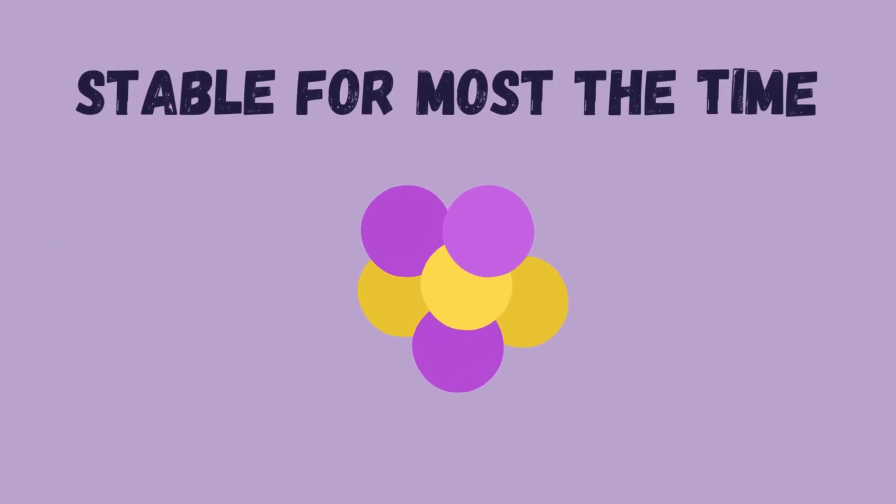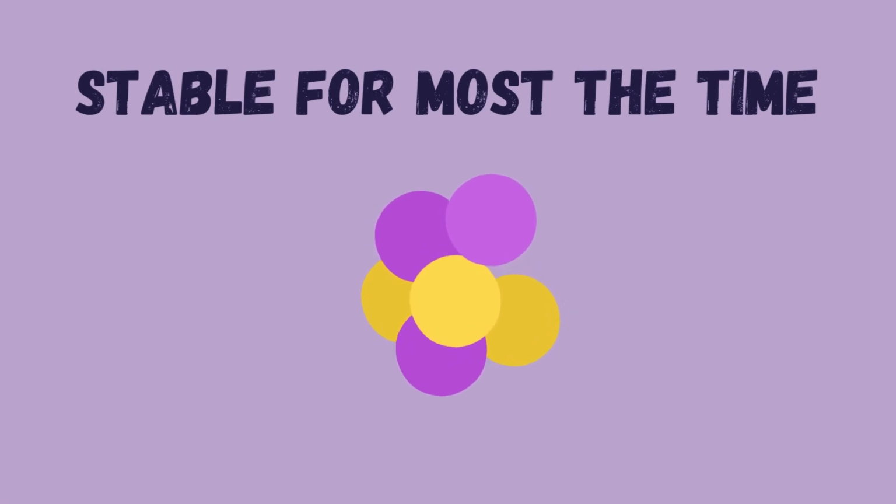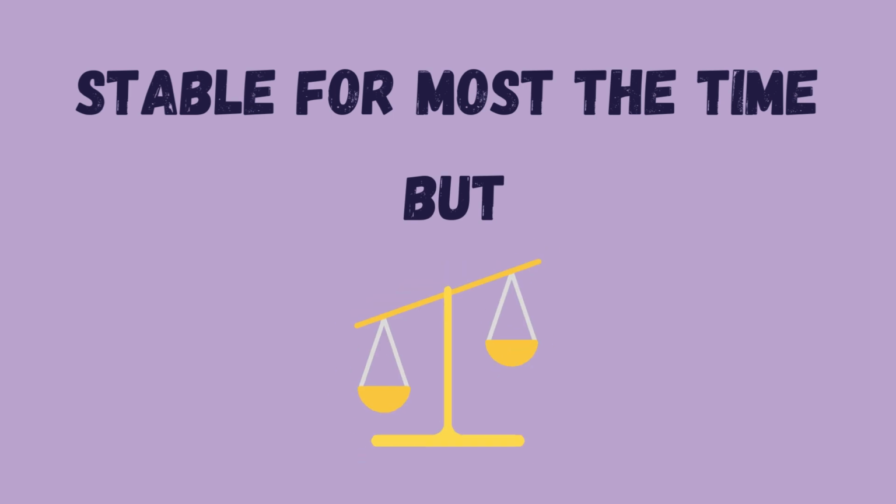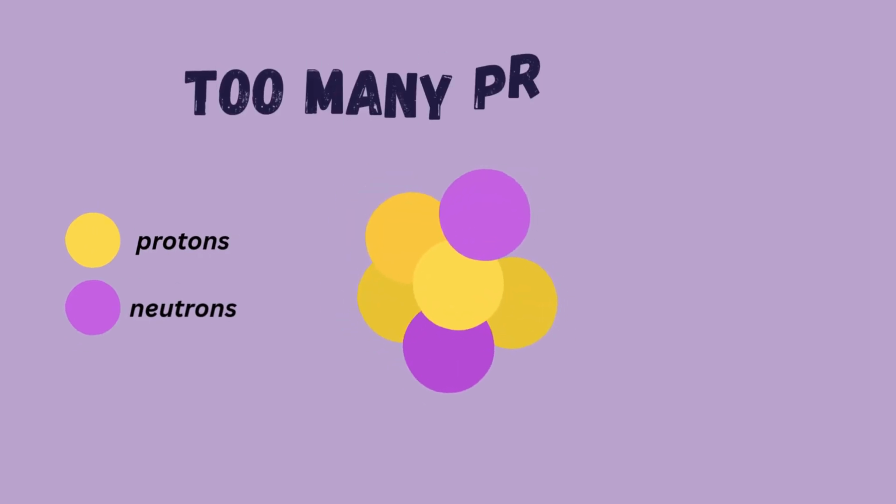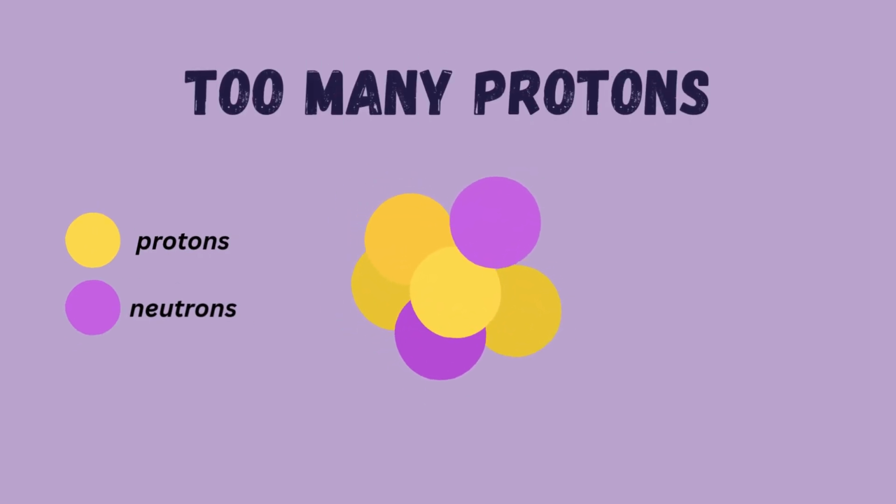Most atomic nuclei are stable most of the time. The repulsion force of protons is balanced out with the strong nuclear force, which keeps nuclei together. But sometimes things can become unbalanced. If there are too many protons in a nucleus, the force they repel each other with will become very strong and overwhelm the strong nuclear force that's trying to hold a nucleus together, making the nucleus unstable.